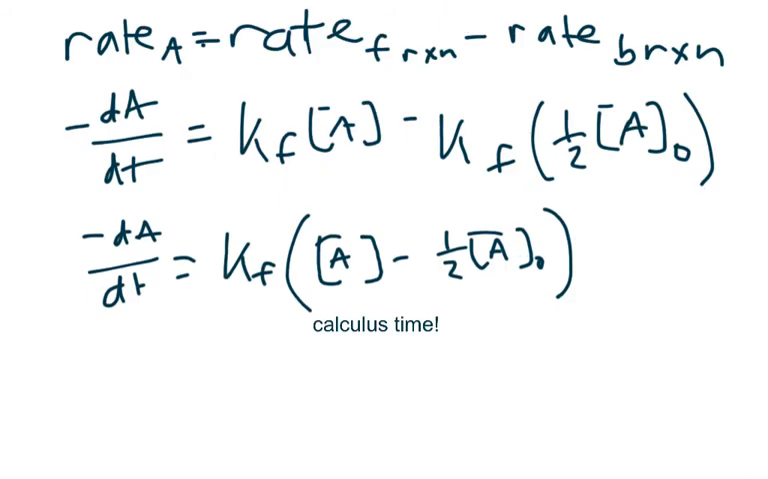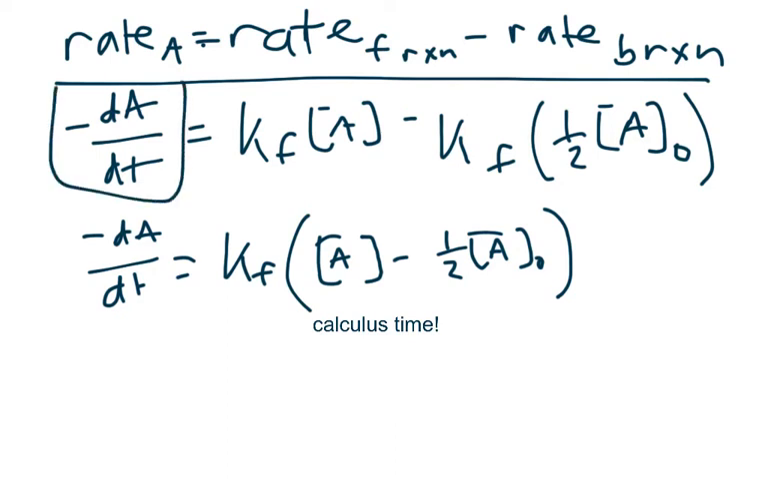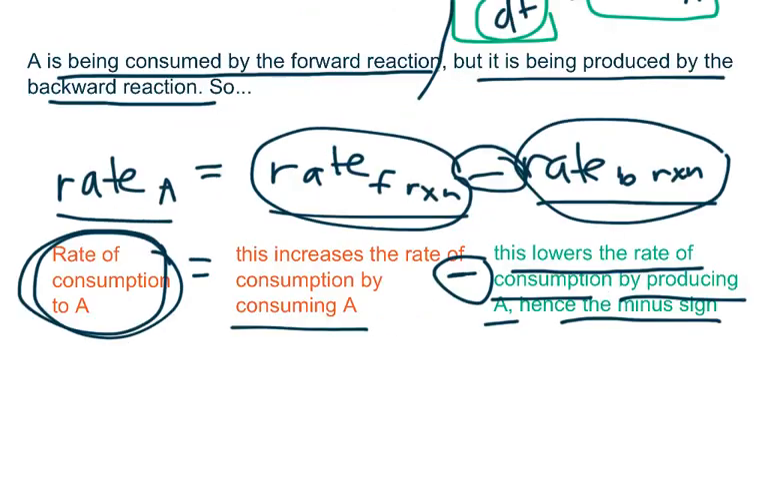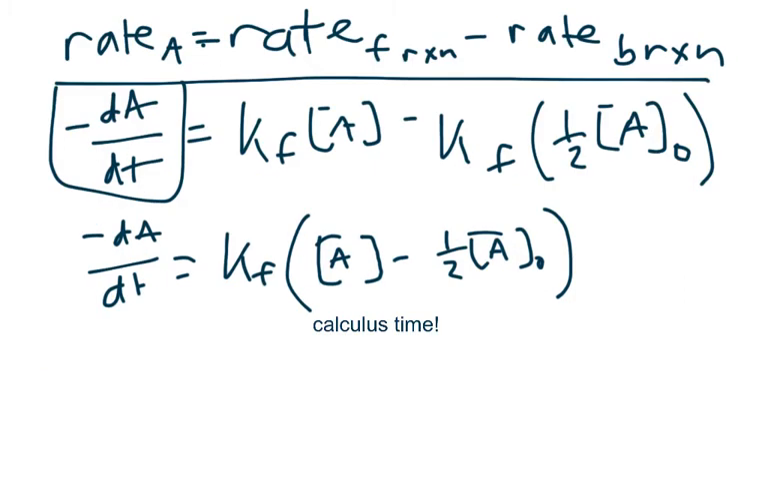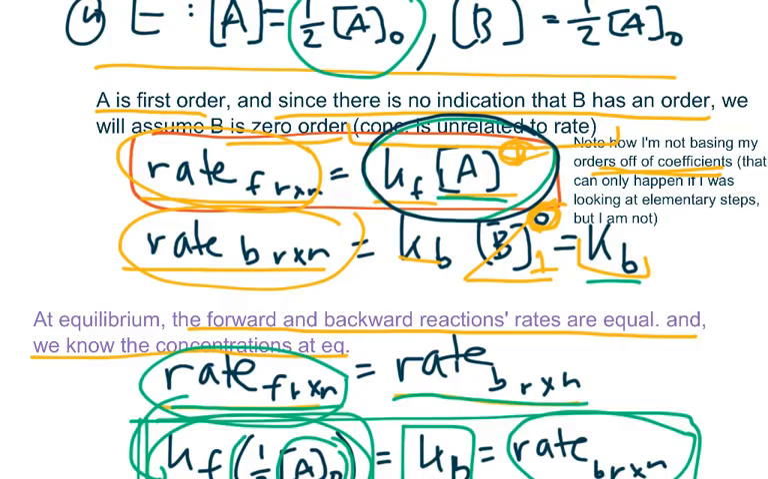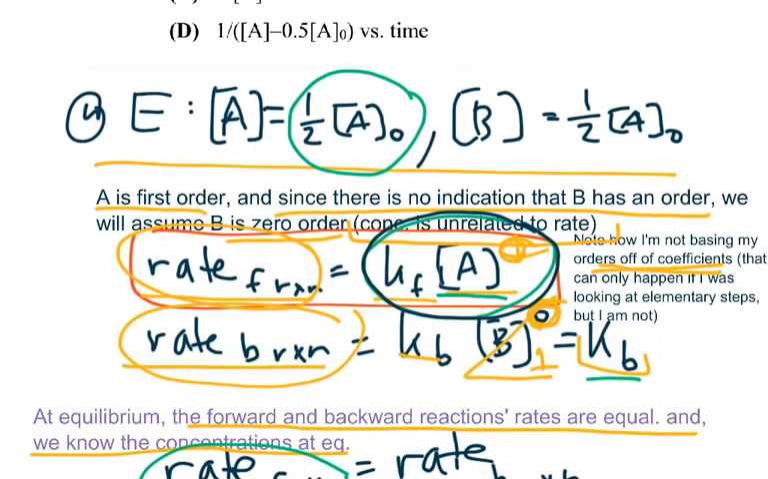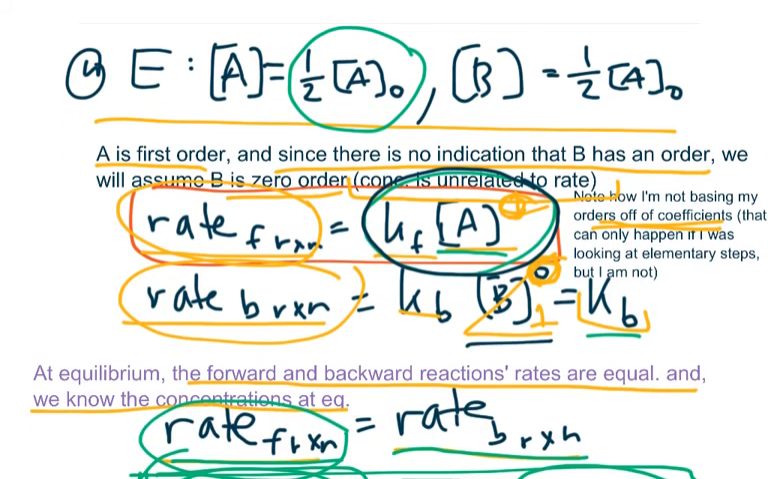So we rewrote that here, and we now have to substitute it for things that we know. So rate of A is, again, -dA/dt, and the rate of the forward reaction turns out to be Kf times the concentration of A for any time. So we know that this is the rate law for the forward reaction. Now what about the backward reaction? Well, we said that the rate of the backward reaction will stay constant throughout the process since B is zero order. So the rate of the backward reaction, no matter what concentration things are, will always be a constant.